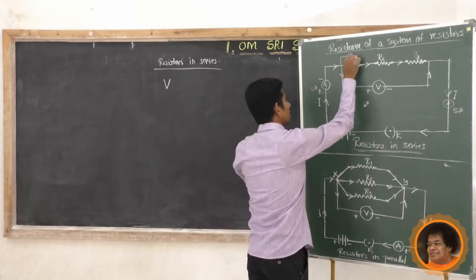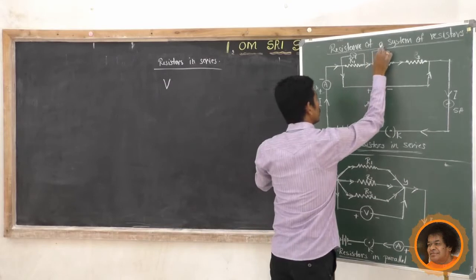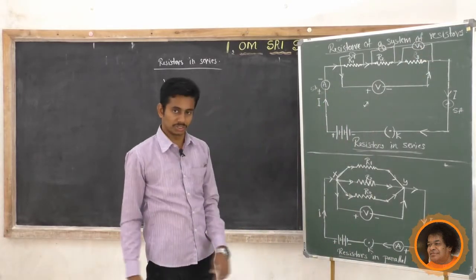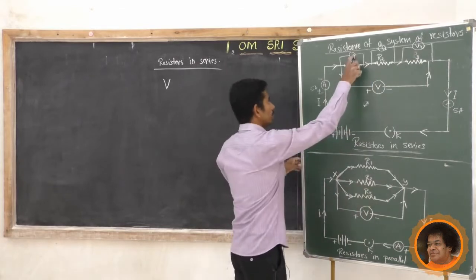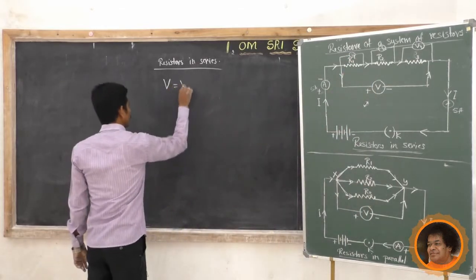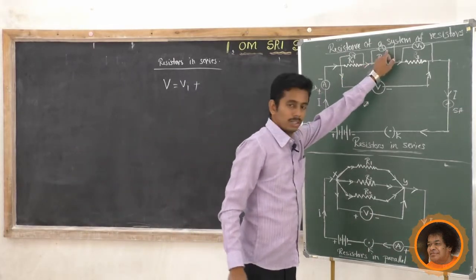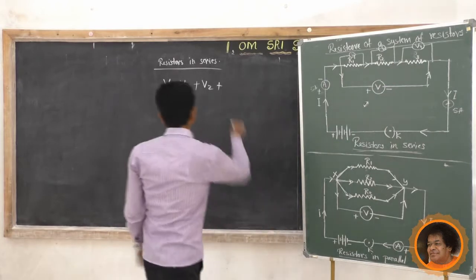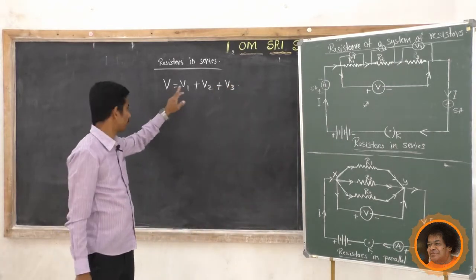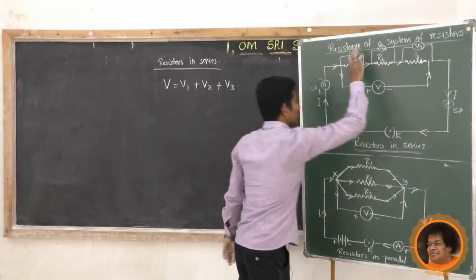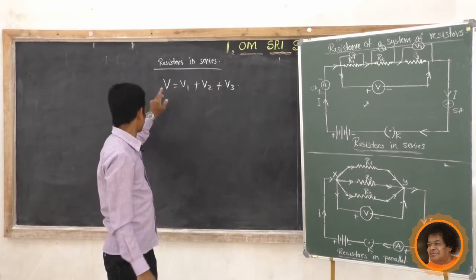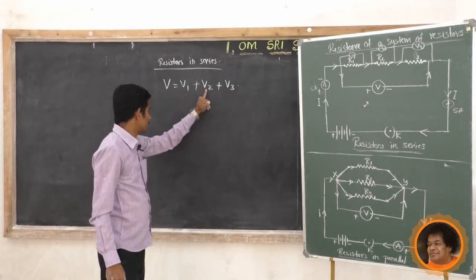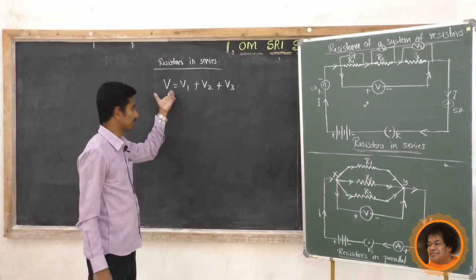If we connect one voltmeter V1 here, another voltmeter V2 here, and another voltmeter V3 here, for every resistor, what do we get? The potential difference of resistor 1 is V1, resistor 2 is V2, resistor 3 is V3. If we add V1, V2, V3, it is equal to the total potential difference of the circuit, V.